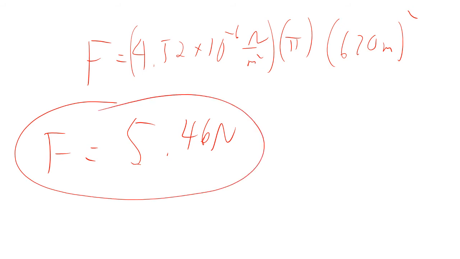But remember, this is 5.46 newtons, and nothing else is balancing this. So you have 5.46 newtons pushing on it 24 hours a day, 7 days a week, 365 days a year, continually. As long as it's in the solar system, the sun's pushing on it with that little bit.